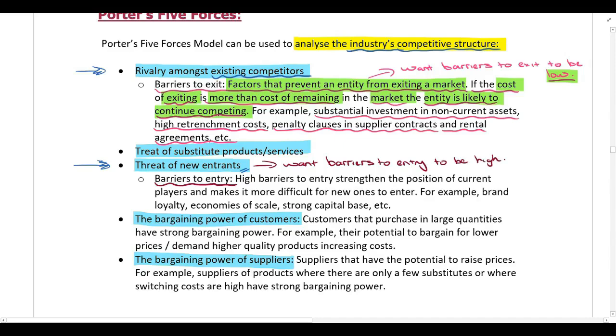Because if the barriers to entry are high, it means it's difficult to enter the market, and that means it's difficult for new people to come in and compete with our business. So you can see high barriers to entry strengthen the position of current players and makes it more difficult for new ones to enter the market. So, for example, if we are already in this industry, we will already have brand loyalty. So that makes it difficult for new competition to enter the market because customers are not yet familiar with their brand. We already have economies of scale.